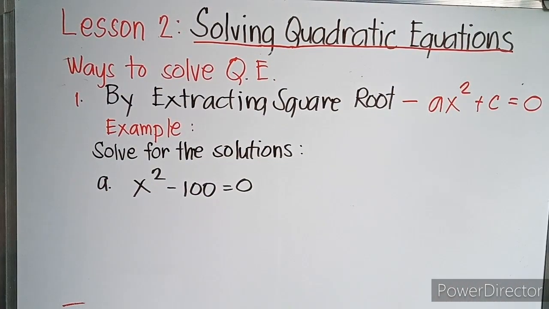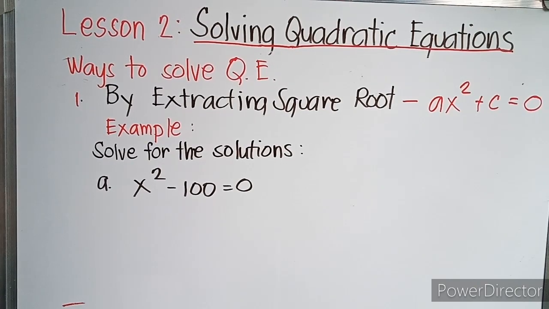Okay, in solving quadratic equations by extracting square roots, we have 3 steps to follow. First step, isolate the x term on the left side of the equation using addition and subtraction property of equality. Second, eliminate coefficients on the x squared using multiplication or division property of equality. And number 3, apply the square root property, then simplify.